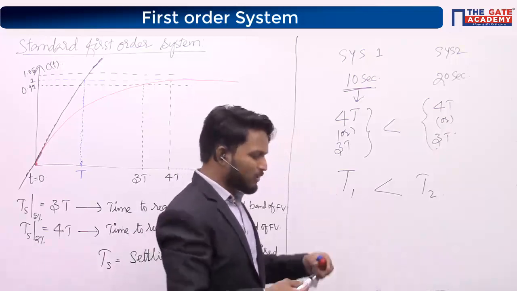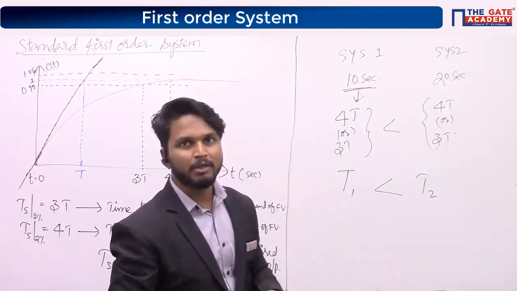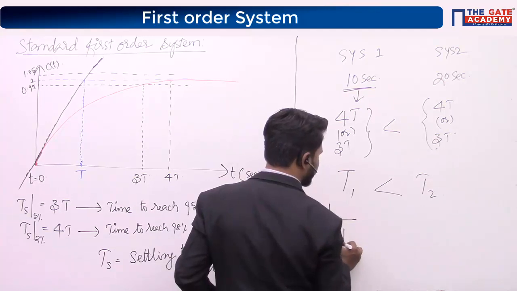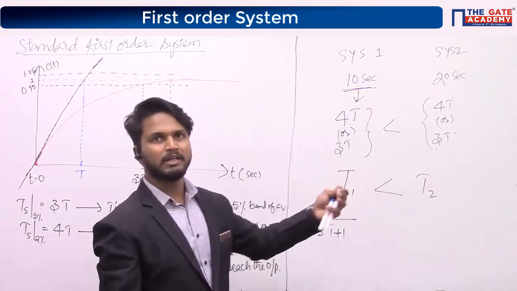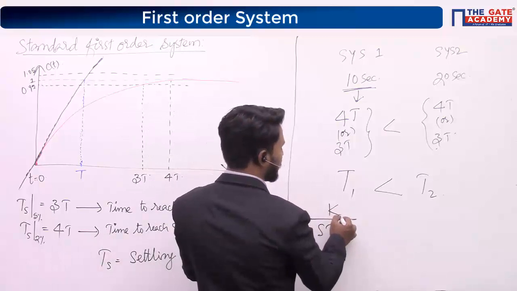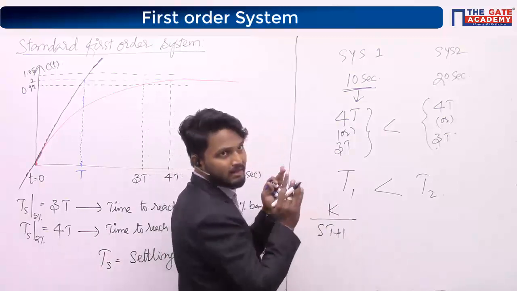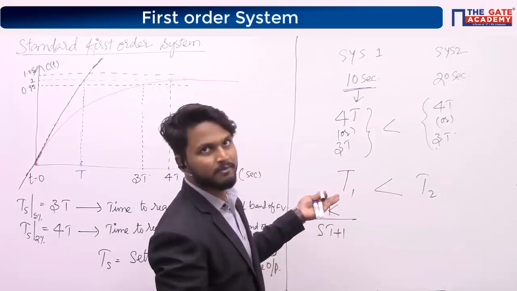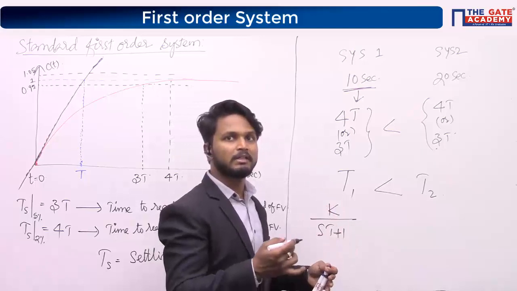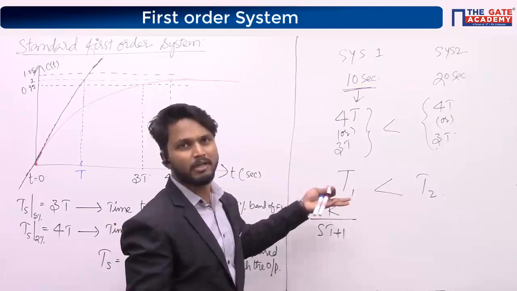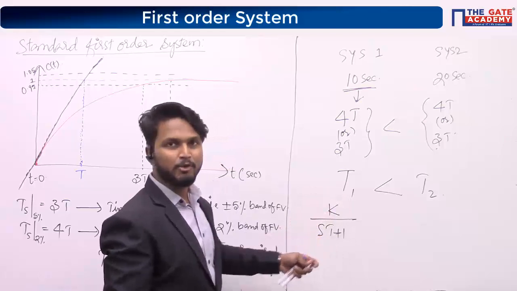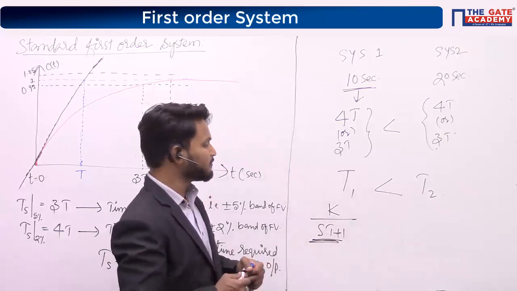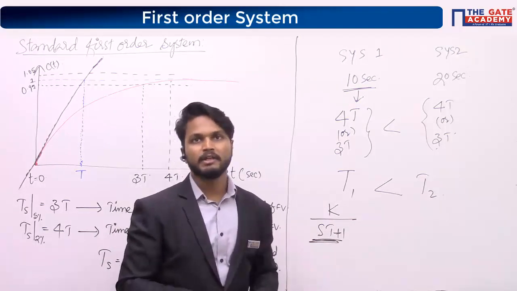So this time constant is directly available to you from the transfer function itself. What is the transfer function? It is 1 by sT plus 1. If it is not a standard system, it has a DC gain other than 1, right? Here the DC gain is 1 for a standard first order system. If it is some other system, then the DC gain is some other value, right? So the time constant is not going to vary. The time constant is directly available to you from the system's transfer function itself.